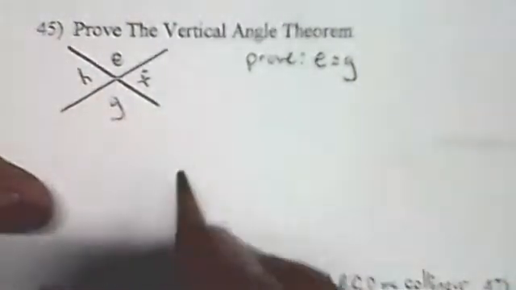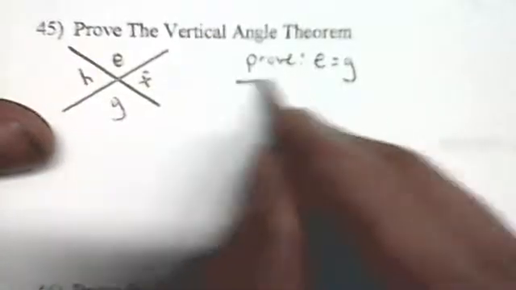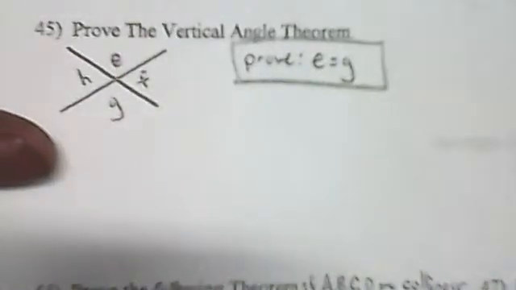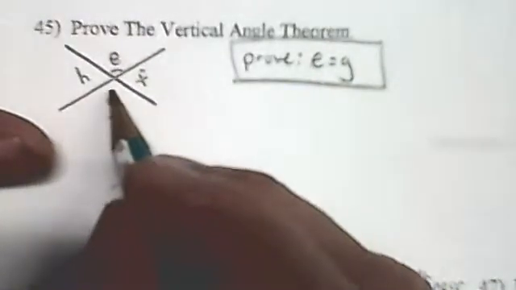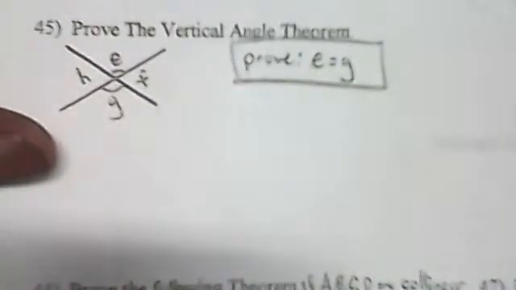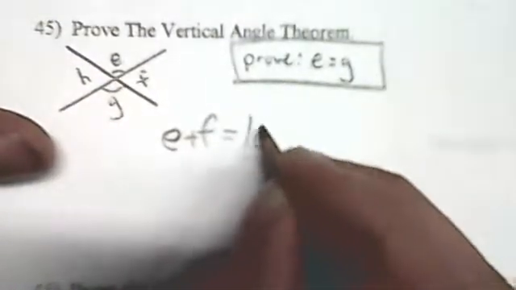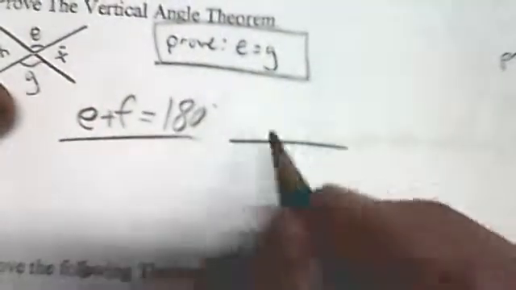The first step you want to do to get this proof is we're going to prove that E equals G, so make sure that you know what you're proving, okay? And then look at the information you have. This is pretty much the only diagram we have. So E stands for this angle up here, and G stands for the angle down here. So we're going to use the fact that E plus F equals 180 because they form a linear pair.